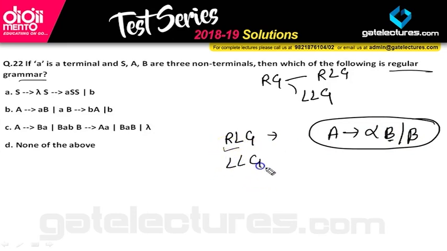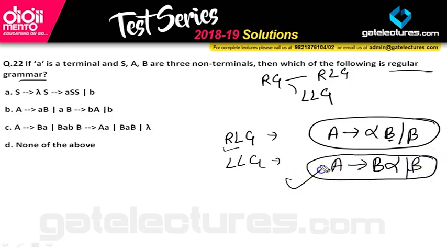In the left linear grammar, there is just a small modification. Let's say it will be A → Ba and then b. Okay, so this is how our grammars look. Now let's look at the options here. S → ε, S → aSS. No, this is not the accepted one, because we are saying after a terminal only one non-terminal is allowed. So the first one is not the answer here.